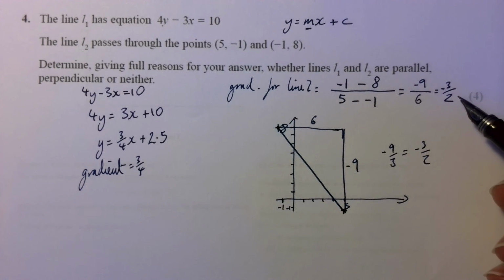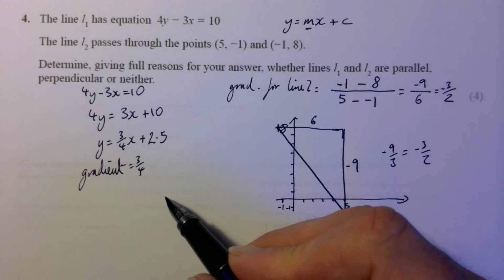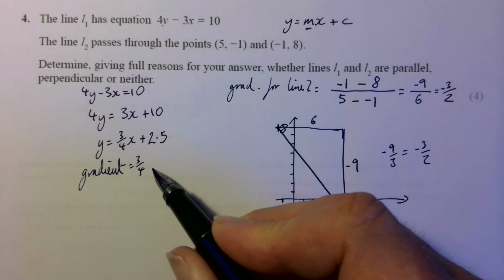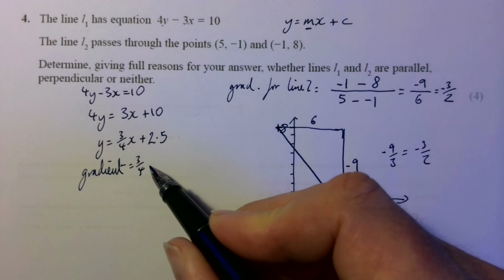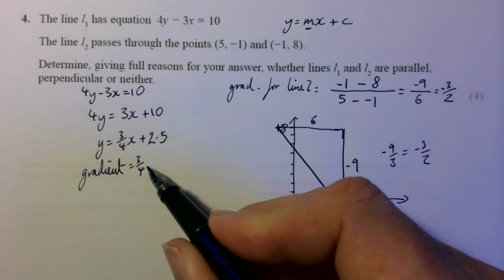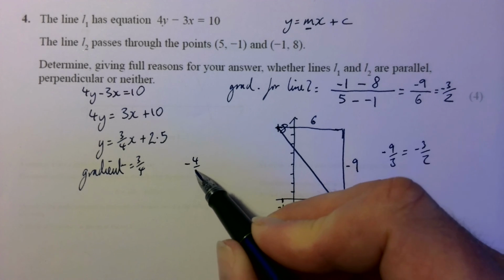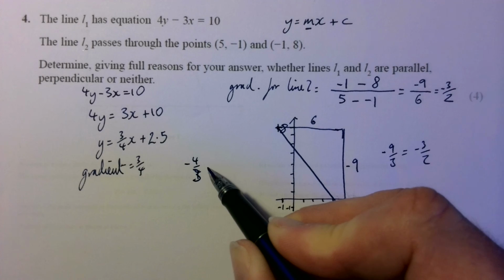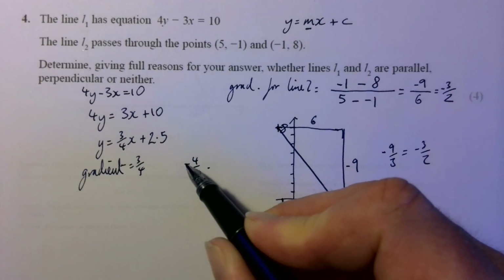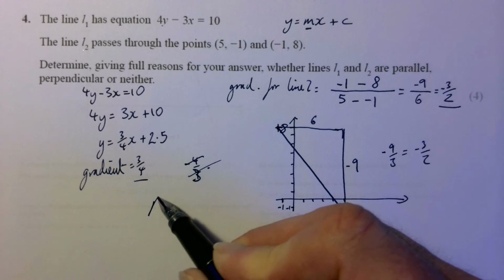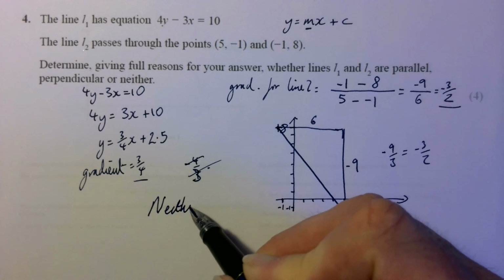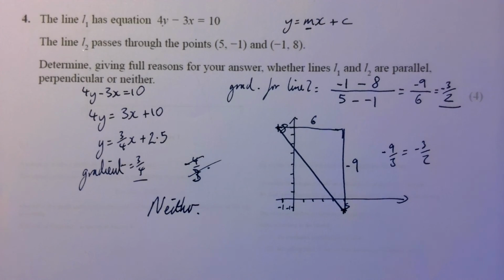Now, 3/4 is not the same as that, and perpendicular to that would be -4/3, which is not that either. So because we've got both those gradients, we can say neither parallel nor perpendicular.